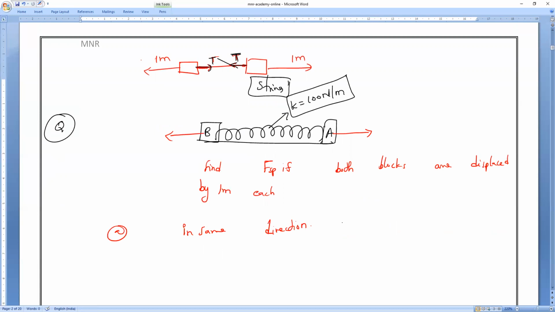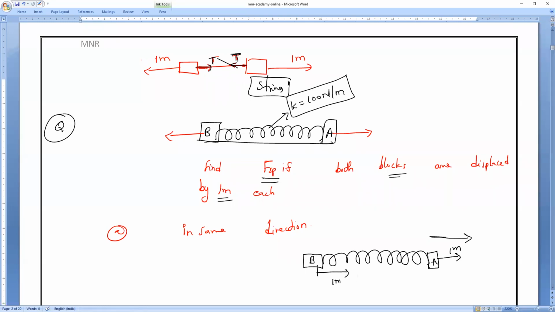Find the spring force if both blocks are displaced by 1 meter each in the same direction. So same direction means, let us consider now, for example, we all know translational motion. Do you remember that each part of the body will travel the same distance? So you consider which side you want to go, same direction, either like this or like this. Let me consider this direction. Now I'll consider A body travels 1 meter, then B body also travels 1 meter.